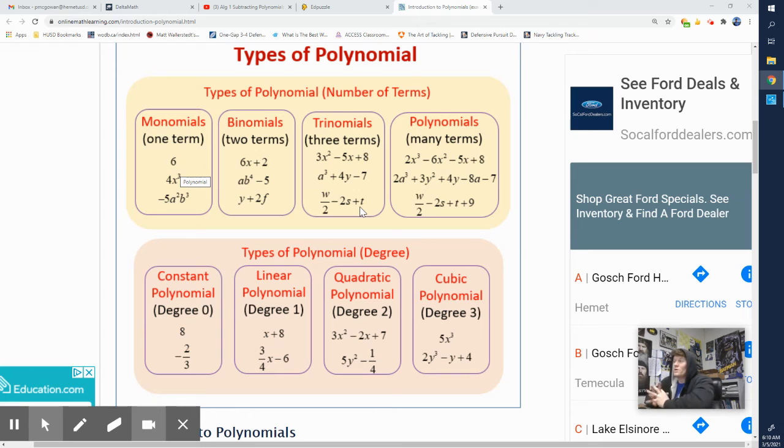Last, if you go more than 3 terms for Algebra 1, we're just going to call them polynomials. You don't have to worry about what 4 means or anything like that. If you have more than 3, just call it a polynomial.